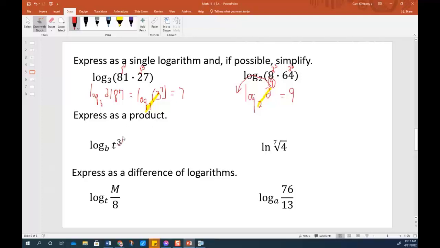So express as a product. That's where we're going to say, oh, this exponent needs to come out here to the front. And so this will be 3 times log base b of t.